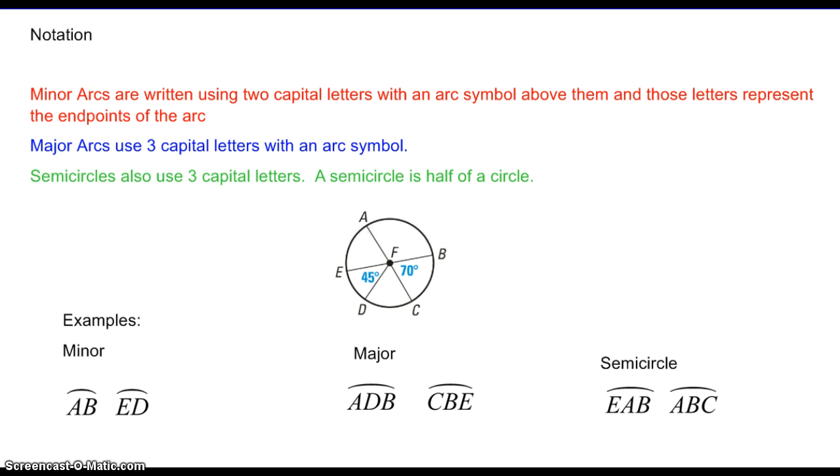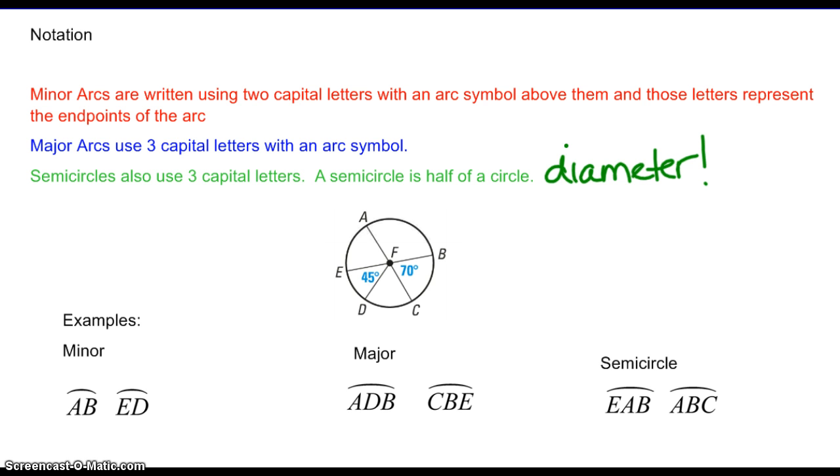When we write minor arcs, you notice that we use two capital letters with an arc symbol above them, and those letters represent the endpoints. Major arcs use three capital letters with an arc symbol, and semicircles also use three capital letters. Remember that a semicircle is half a circle, so you want to look for a diameter. The diameter helps you find the semicircle.